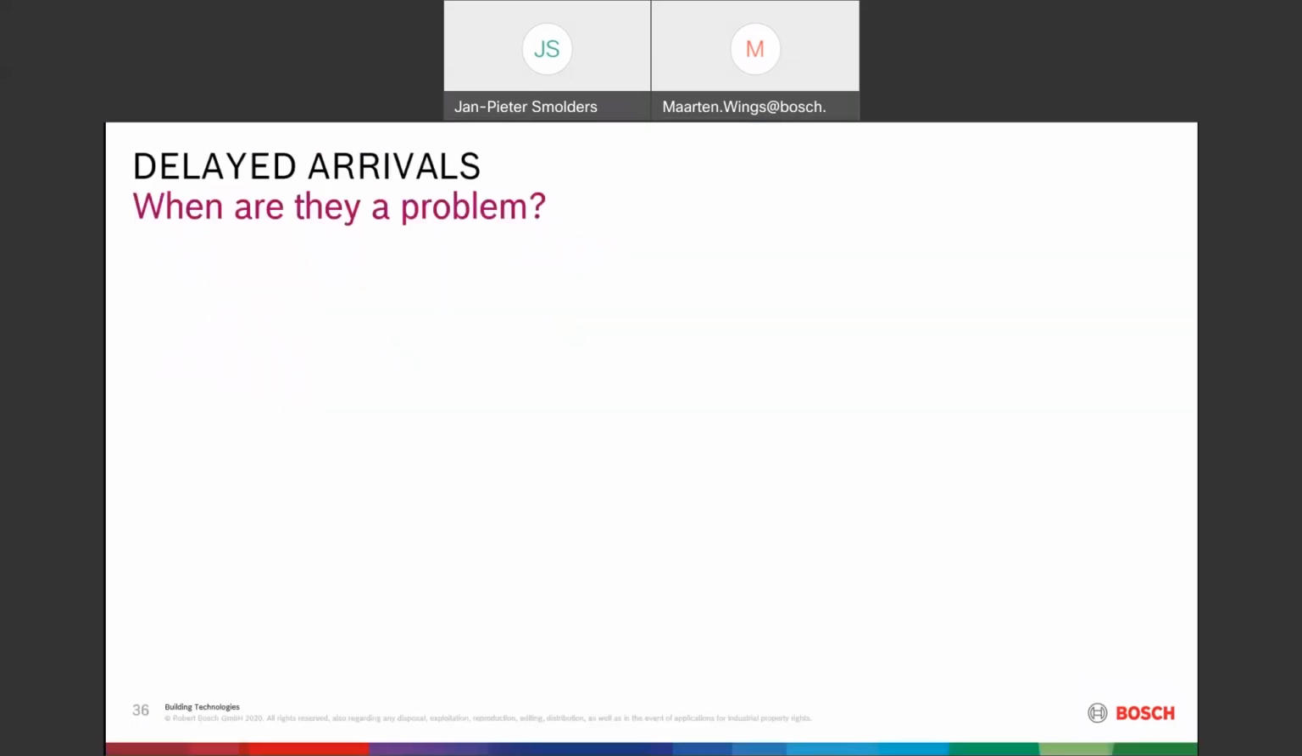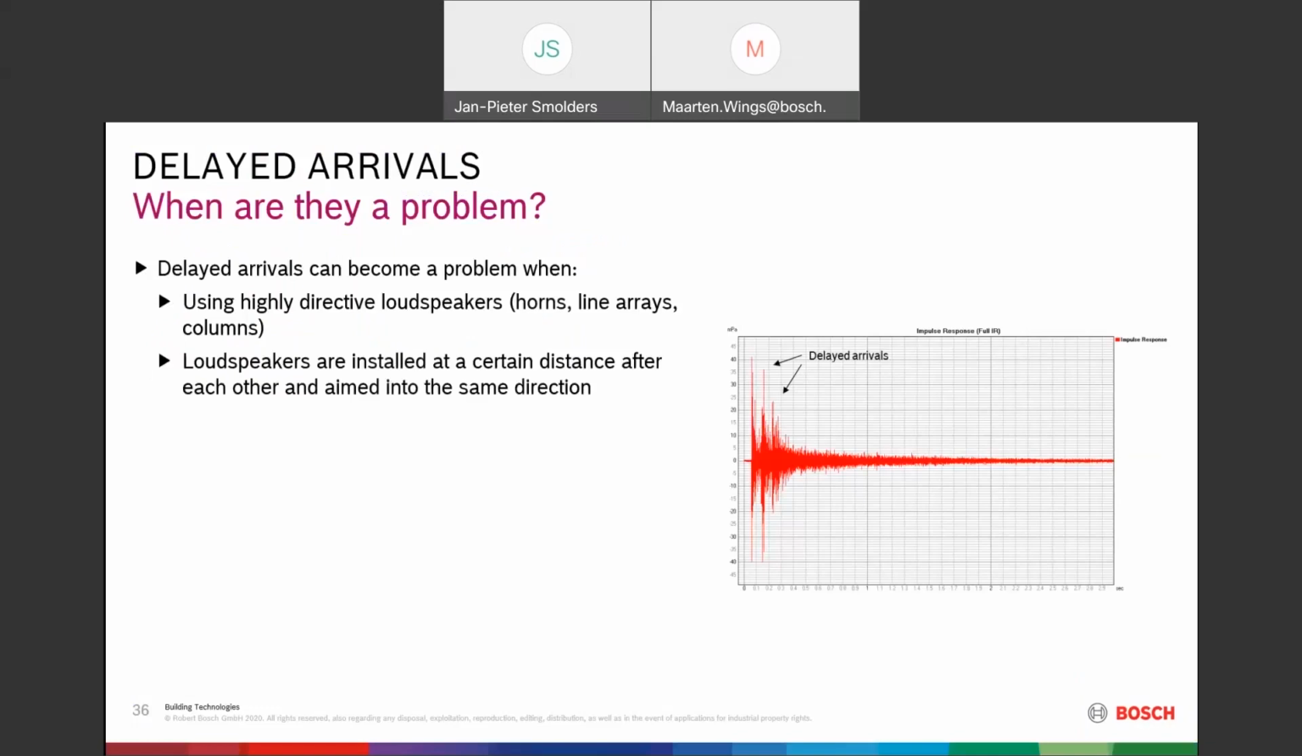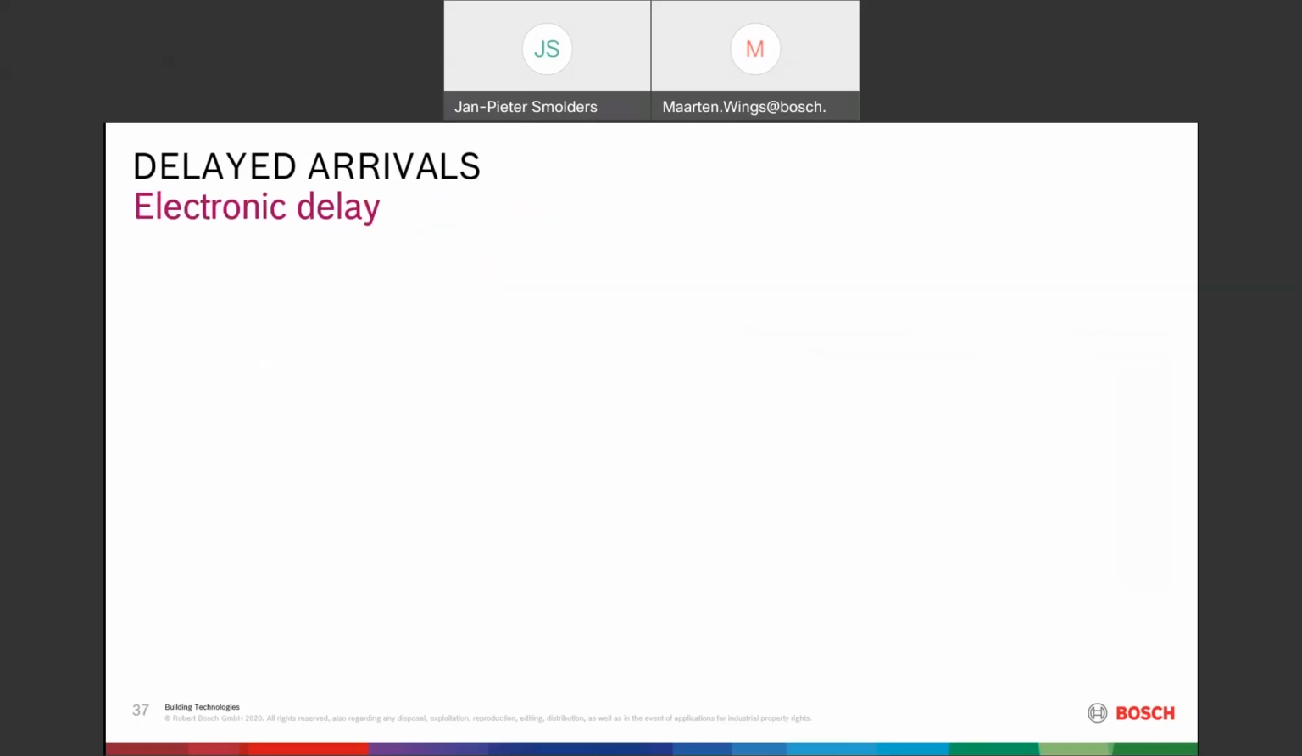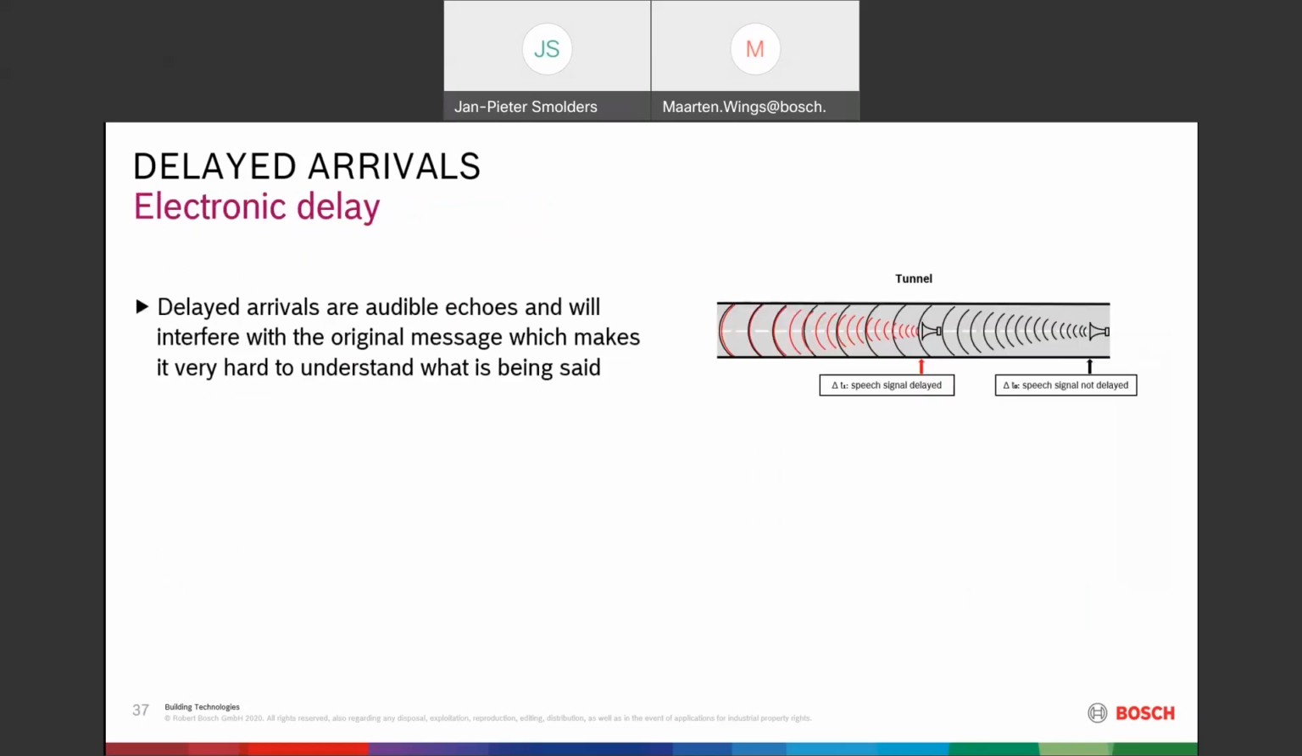Okay, delayed arrivals. When are they a problem? They can be a problem if you use highly directive loudspeakers, like for instance horns or arrays, and if you install these loudspeakers at a certain distance from each other, like for instance in a tunnel. Now, what do these delayed arrivals do? They will arrive at a later time at a certain position, like you can see here in this example from a tunnel.